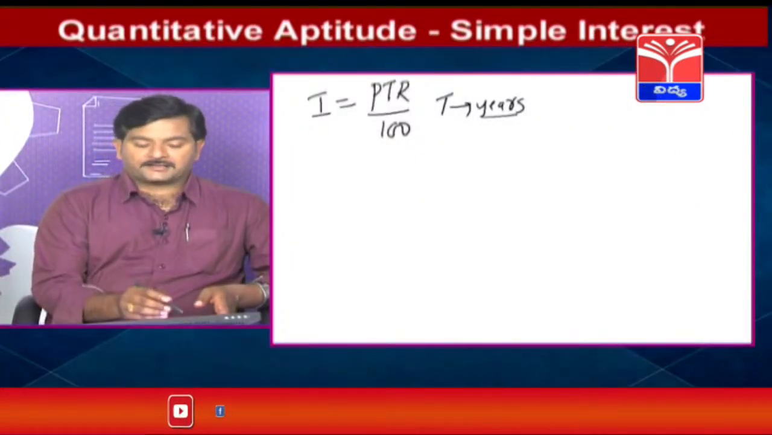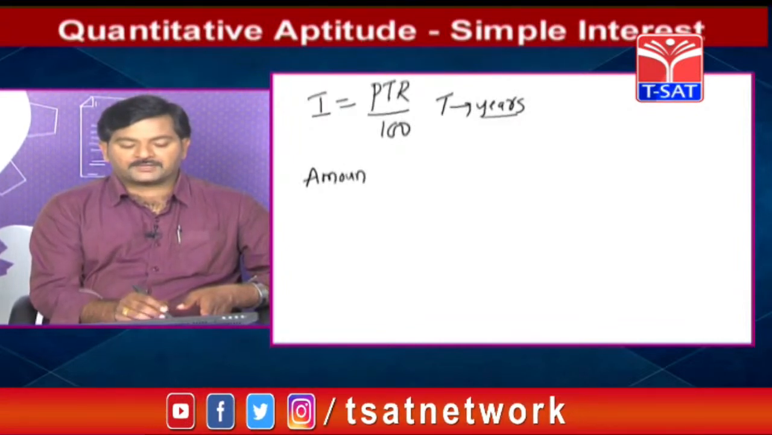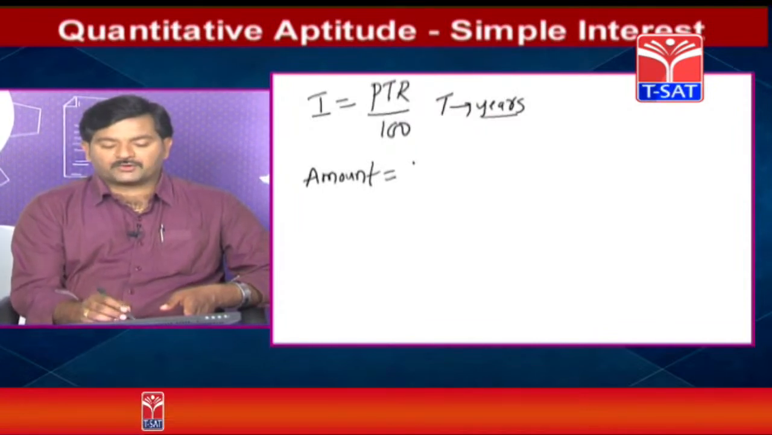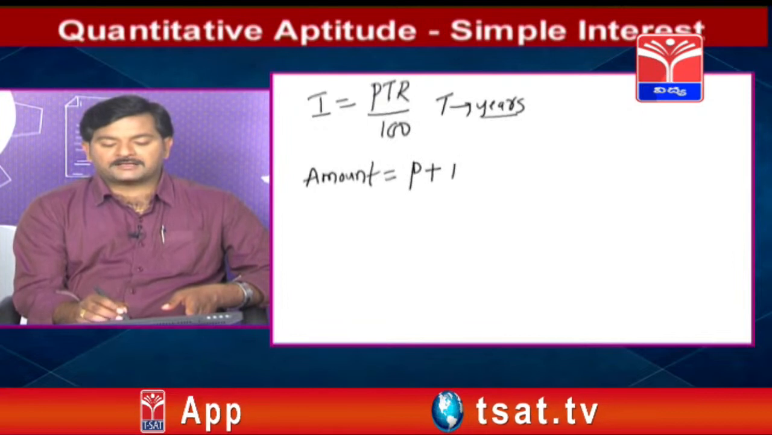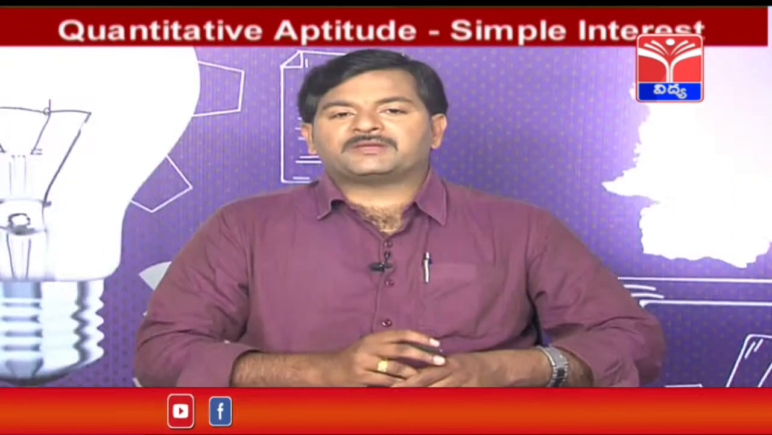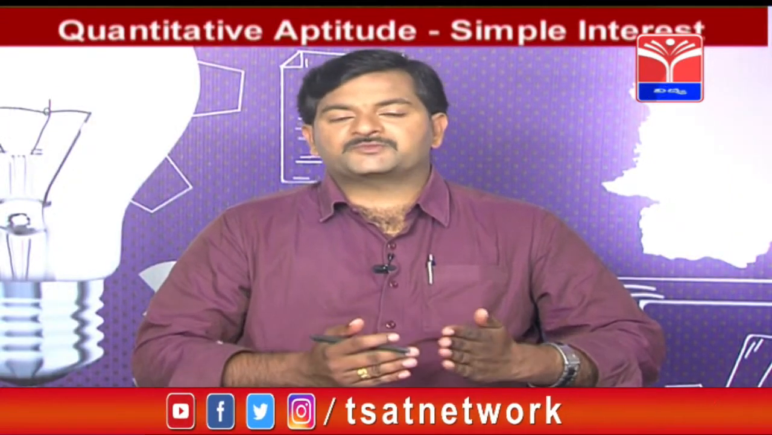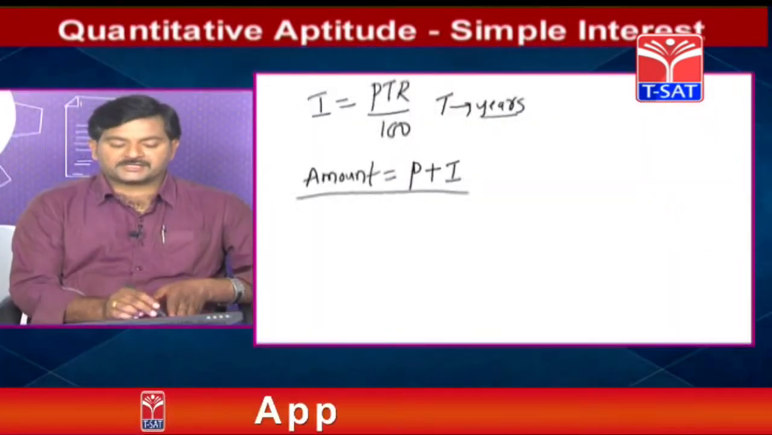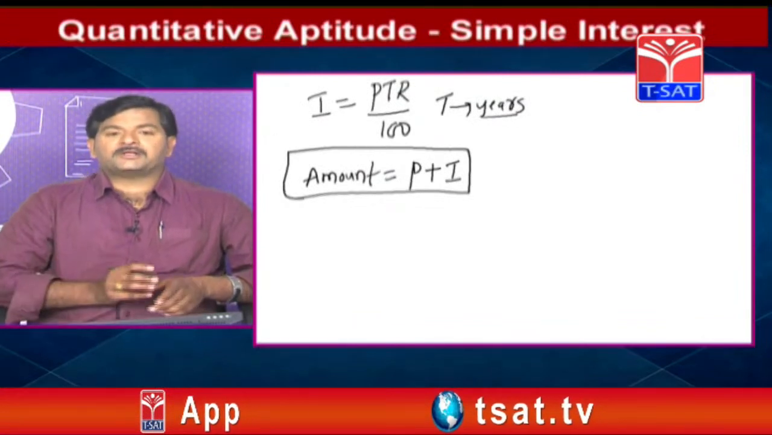And secondly, we have to find out the amount, right? The formula for amount is A is equal to P plus I. Here P means principal, I means interest. So principal amount plus interest leads to amount, we can say. This is also one of the important points in simple interest.